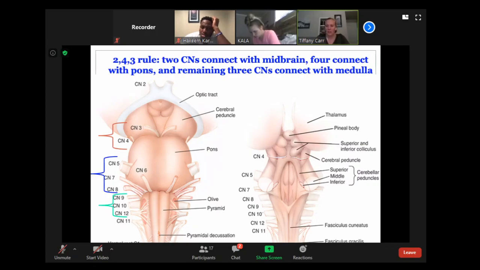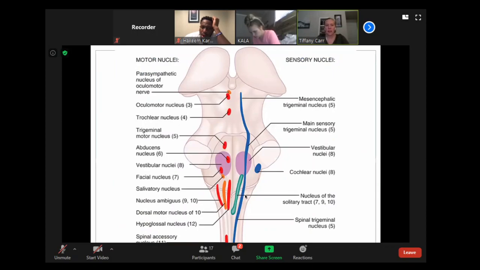Okay, so having that idea, we know where these nuclei are going to be. Nuclei 3 and 4 are going to be in the midbrain, 5, 6, 7, and 8 have to be in the pons, and 9, 10, and 12 are going to be in the medulla, with 11 coming up off of the cervical branches.